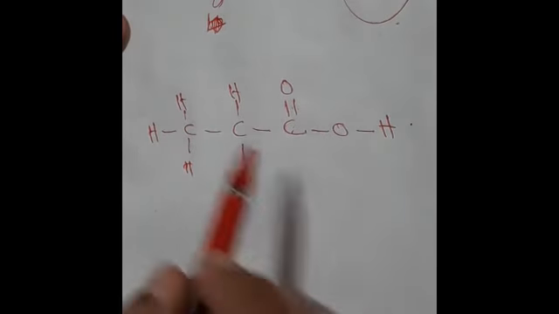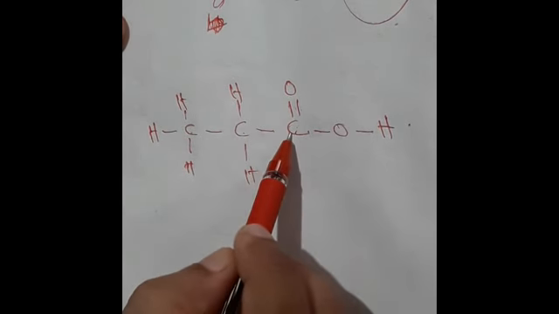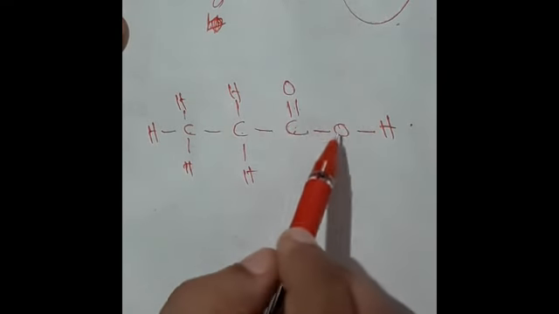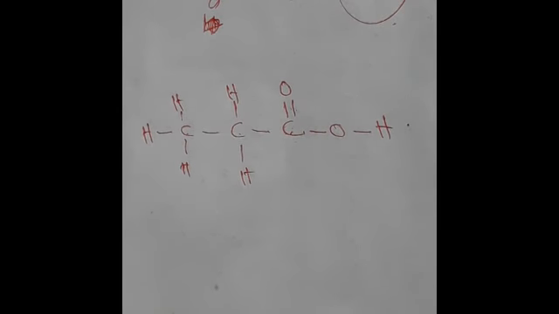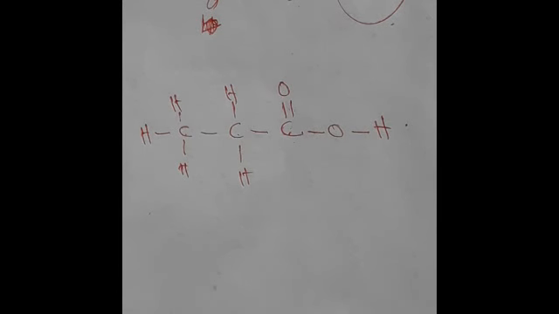To draw this type of structure, first you have to draw 3 carbons: 1, 2, 3. At the end, carbon double bond oxygen OH. Then the rest are all hydrogen. To answer this type of question you have to know the functional group of carboxylic acid, the functional group of alcohol, and the functional group of ester. Remember all of these.